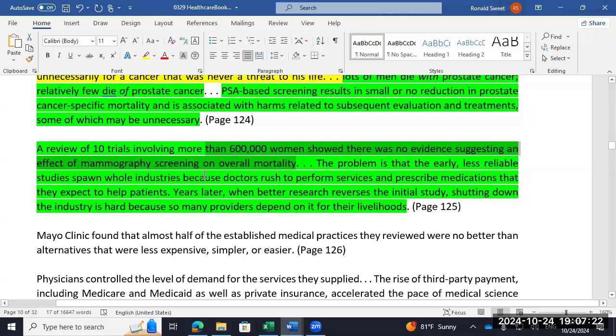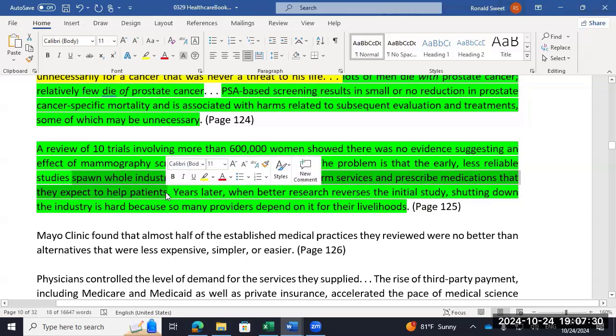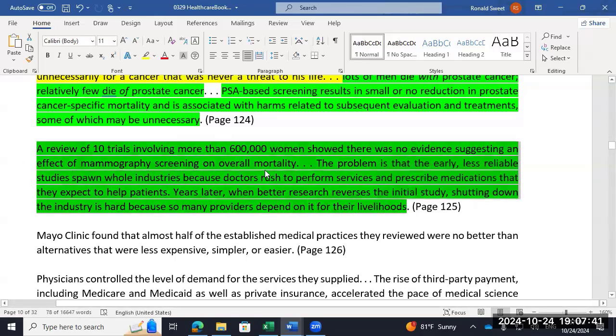Because early studies that were flawed spawn an entire industry. Once you start an entire industry, it's inertia. It's going to keep going. Years later, when better research reverses initial studies, shutting down the industry is hard because so many providers depend on it for their livelihoods. This might be a good thing to put under overdiagnosis. I think that's a really important point.